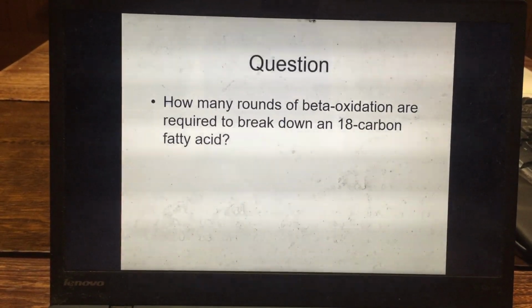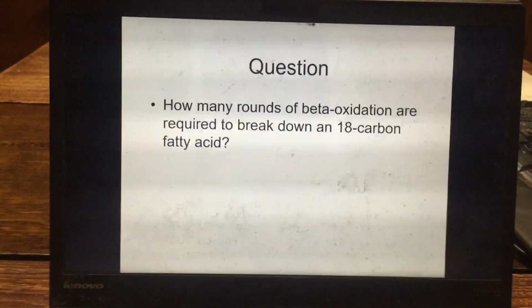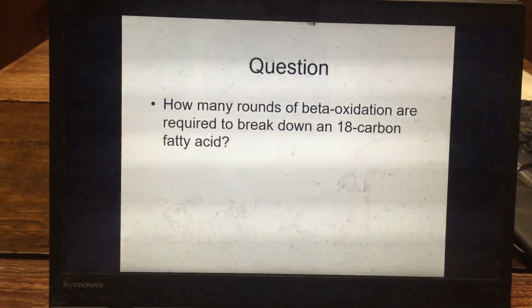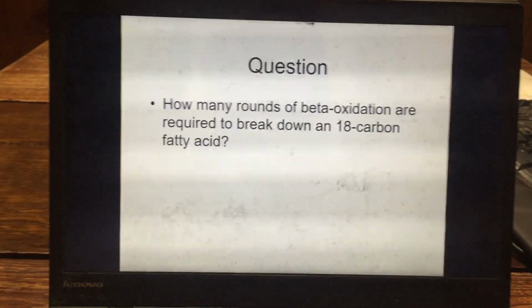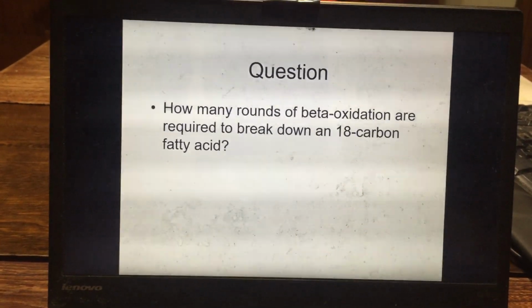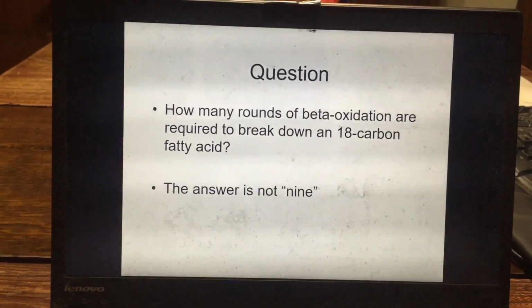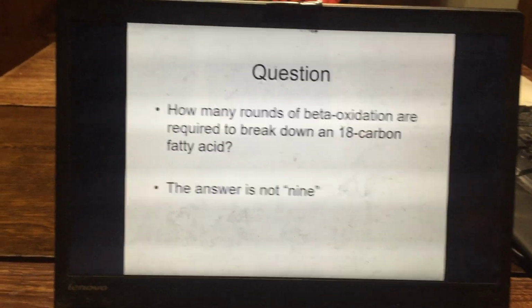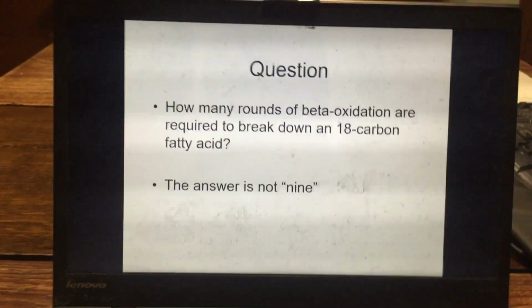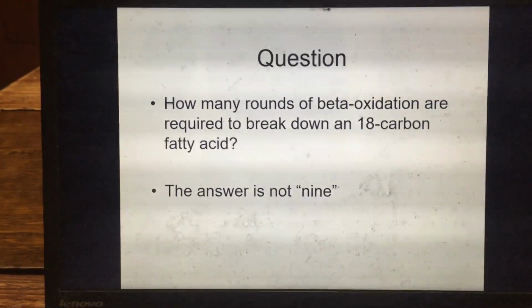So the question here is, how many rounds of beta oxidation are required to break down an 18 carbon fatty acid? Recall that it's broken down two carbons at a time. Now you think the answer would be 9, but the answer is not 9. I'll quickly illustrate this on the whiteboard and how you can get the correct answer from this.